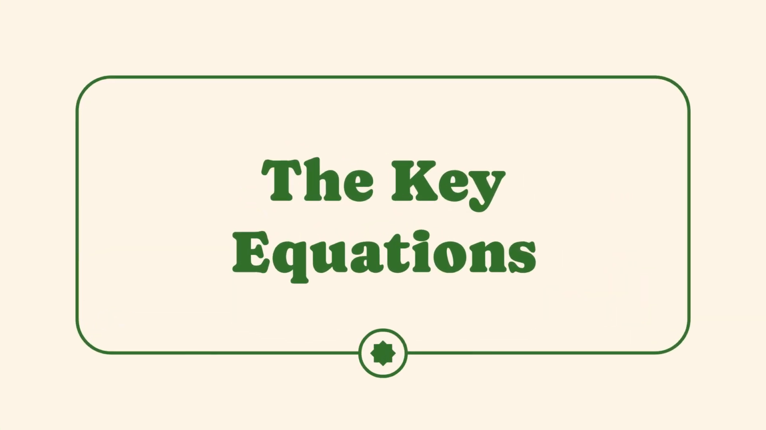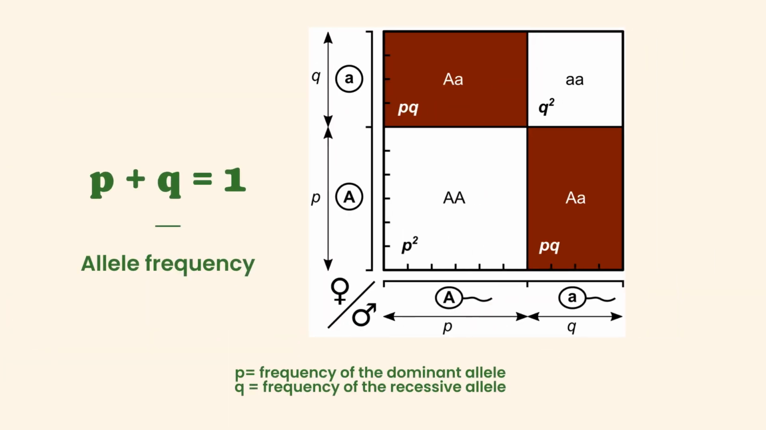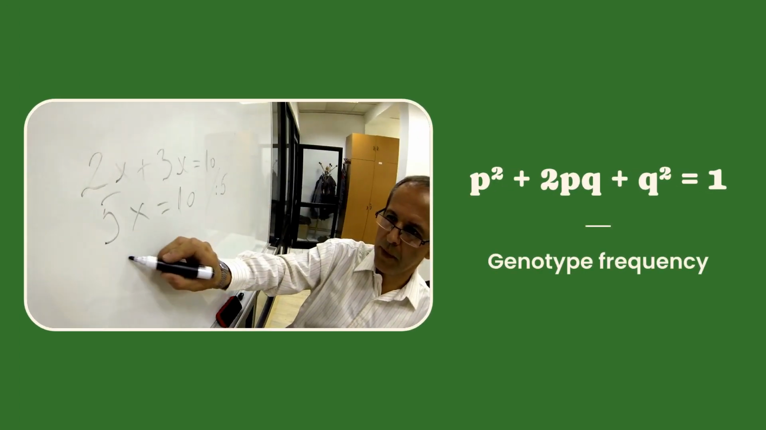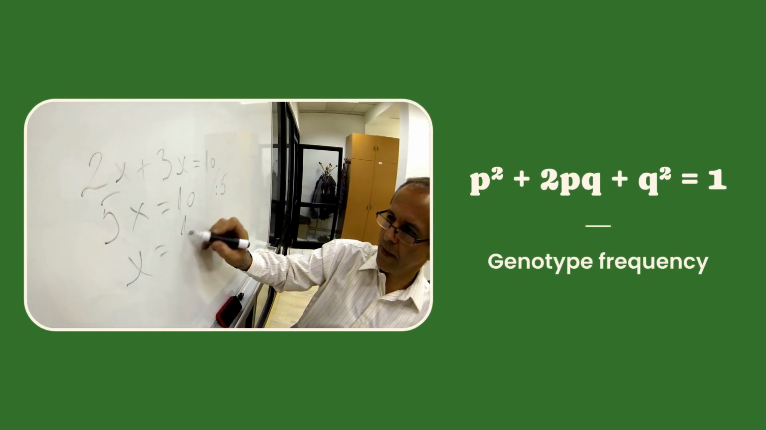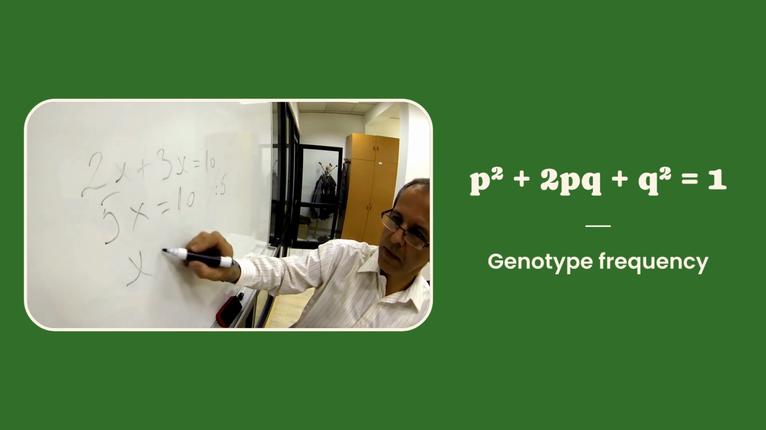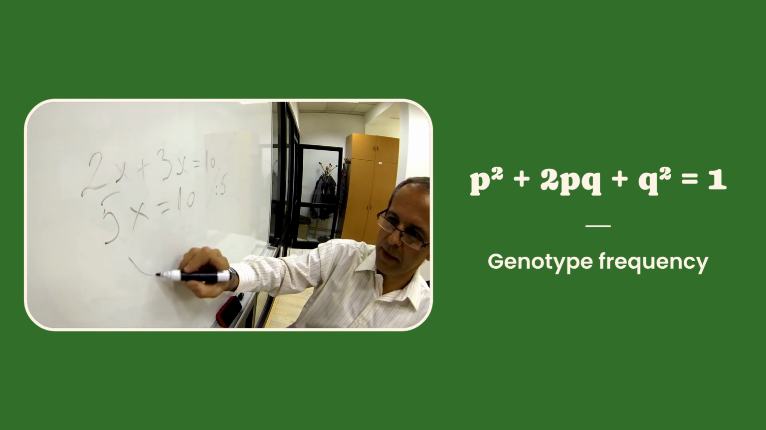To master Hardy-Weinberg, you need to understand the two core equations. The first is the allele frequency equation, p plus q equals 1. Here, p represents the frequency of the dominant allele, and q is the frequency of the recessive allele. The second is the genotype frequency equation, p squared plus 2pq plus q squared equals 1. This represents the frequencies of homozygous dominant, heterozygous, and homozygous recessive genotypes, respectively.